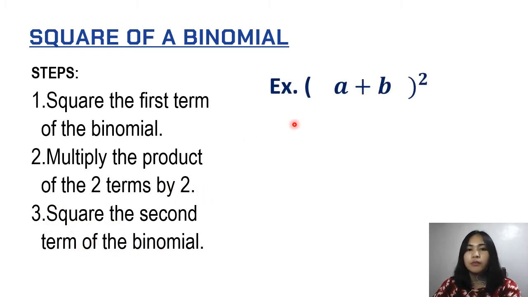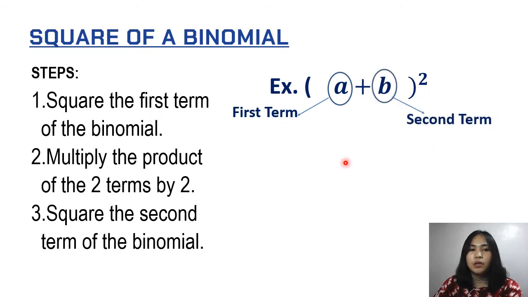So for example, we have this given quantity of A plus B squared. So first step, this is our first term and our second term. So if we're going to apply the first step, square the first term of the binomial. Our first term is A, so we have to square this one. So now our solution, square the first term of the binomial, so it becomes A squared.